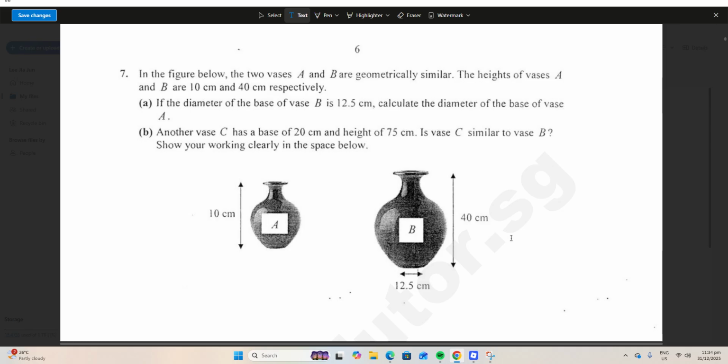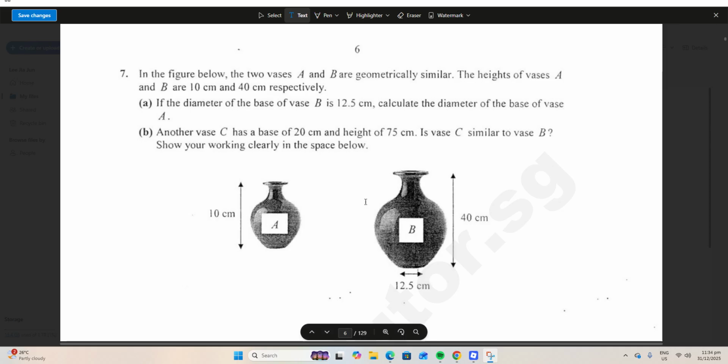No, it's not congruent. Sorry, it is the inverse of corresponding sides. Sorry, not the inverse, the converse. The converse of corresponding sides are equal, right? So 20 and 75, right? Let's find the ratio, okay? 75 divided by 40 and 20 divided by 12.5.